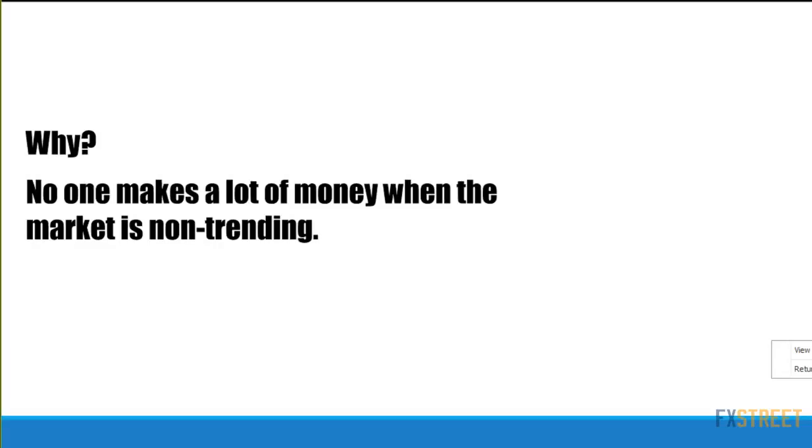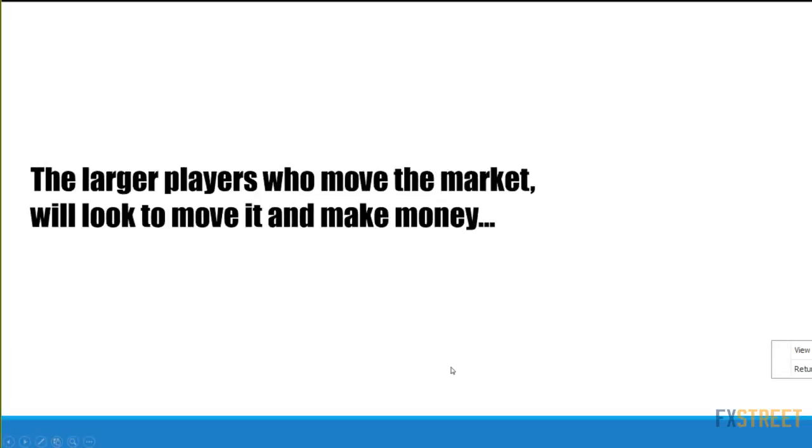So we have to rely on those big boys to trend the market, and that's why the markets trend, because there's lots of buying or lots of selling going on. And it's not going to be you and I moving the market. It's going to be who? The big boys, the larger players. The larger players are the ones who move the market and will look to move the market and make money because they need to, just like a whale needs to fill up that huge mass with plankton and other stuff from the ocean.